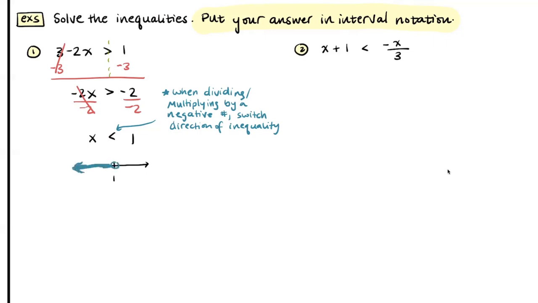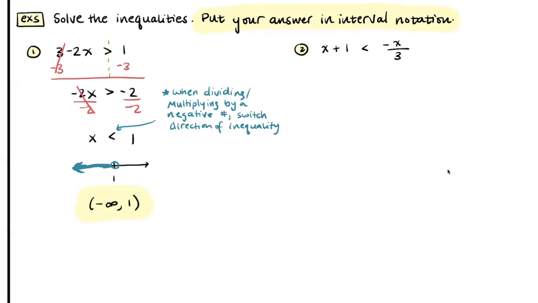Right, and I'm not including 1, so it's going to have an open circle. And that's kind of easier for me to write an interval. So this is going to look like negative infinity up until 1, and we're not including 1. And so there's our answer in interval notation.